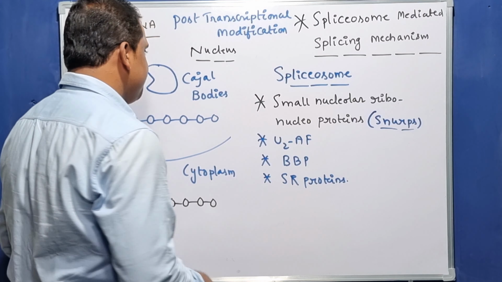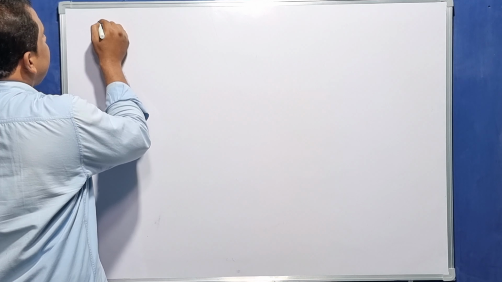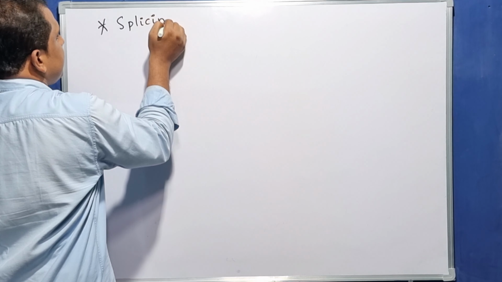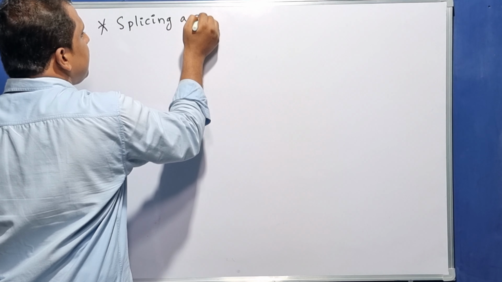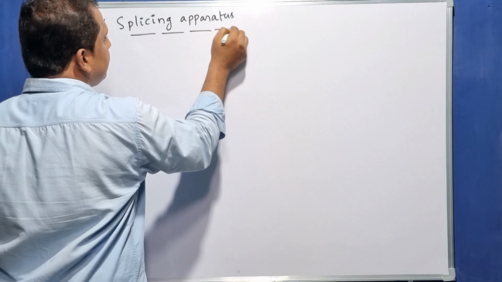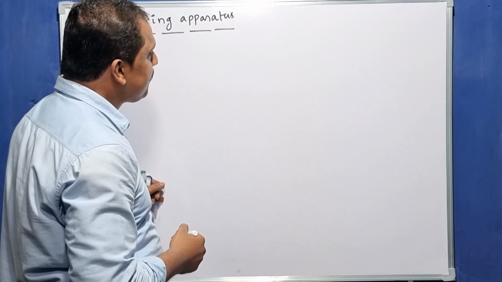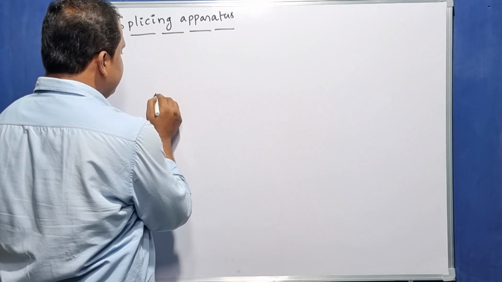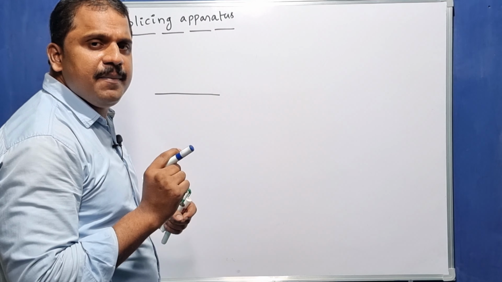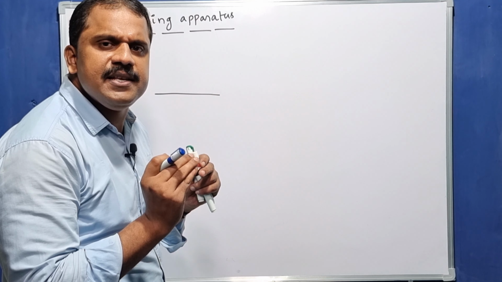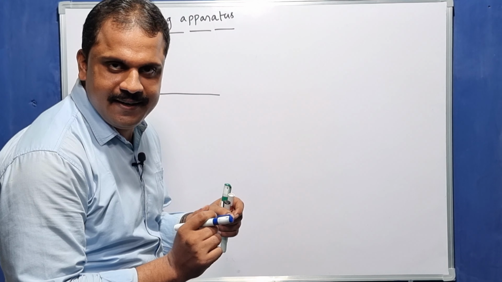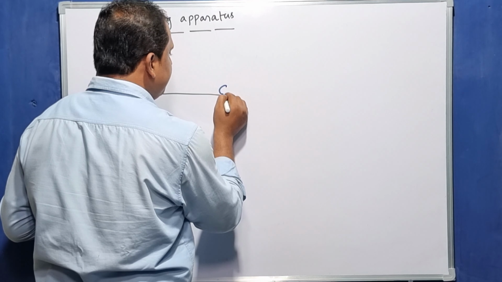So if we look at the specific splicing apparatus, then you can easily understand. Let me arrange the things first. It is nothing but the splicing apparatus of the spliceosome mediated splicing mechanism. Is it clear? So here it is nothing but the 5' splice site. As we all know, the specific 5' splice site initiates with a specific constant sequence which is nothing but GU. Is it clear? GU, right?